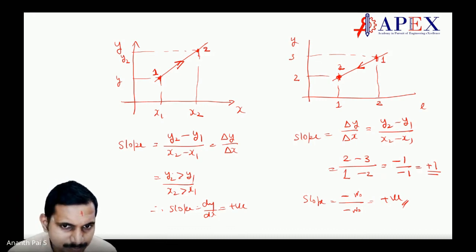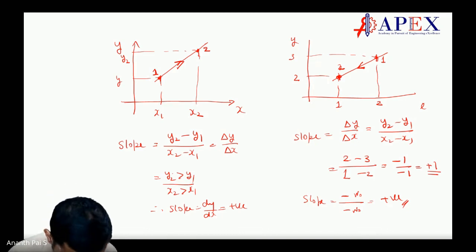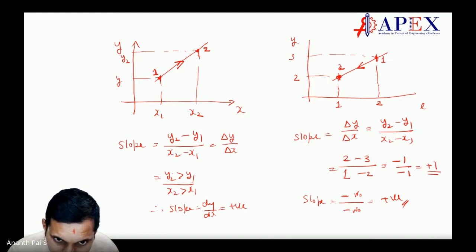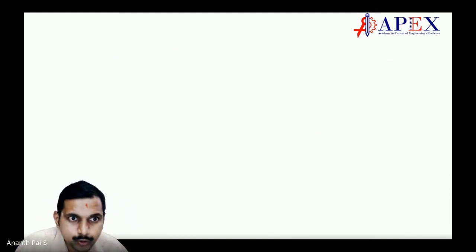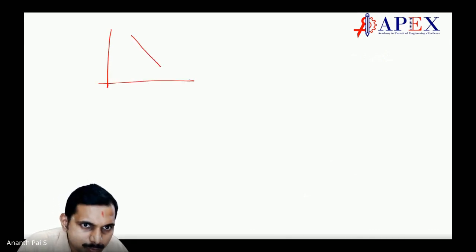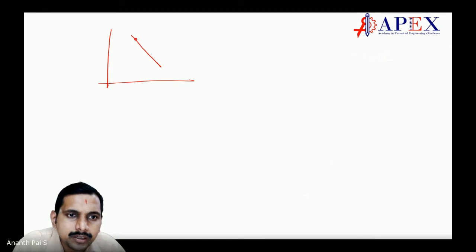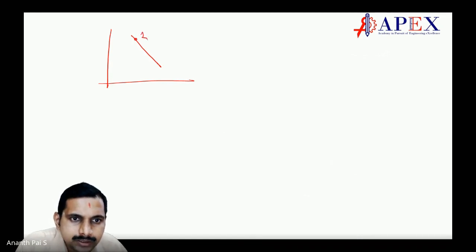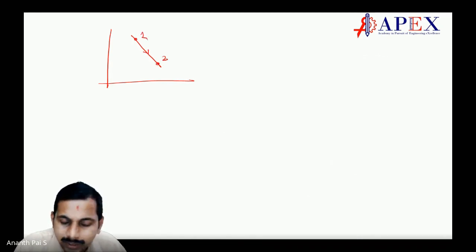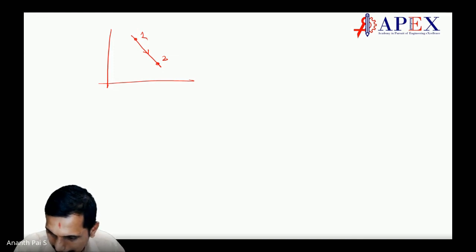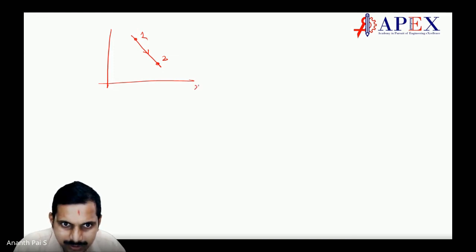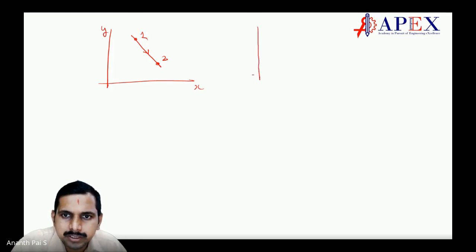Making sense? Can we go further? Now let us go with negative slopes. Negative slope is always like this, whether you take this as 1 and this as 2. Yes, students. This is always negative slope. This is also negative slope.